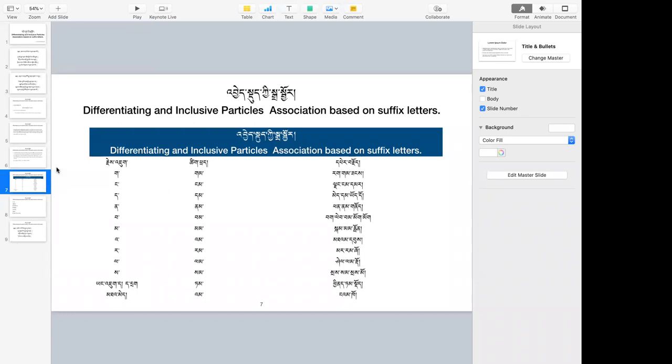So today we understood how the differentiating and inclusive particles associate with the name on the basis of the suffix letter. And please understand that the examples given here are all usages of choice between two things. So it's under differentiating.